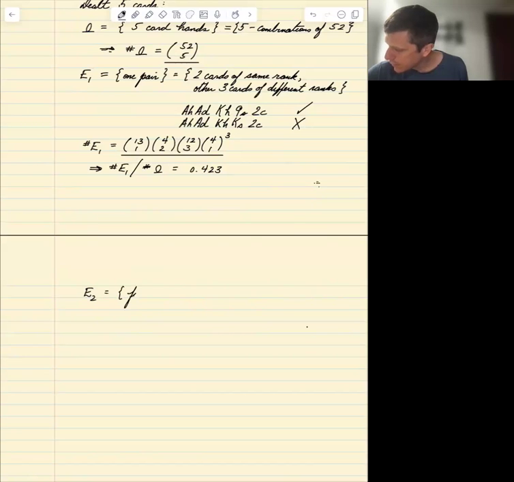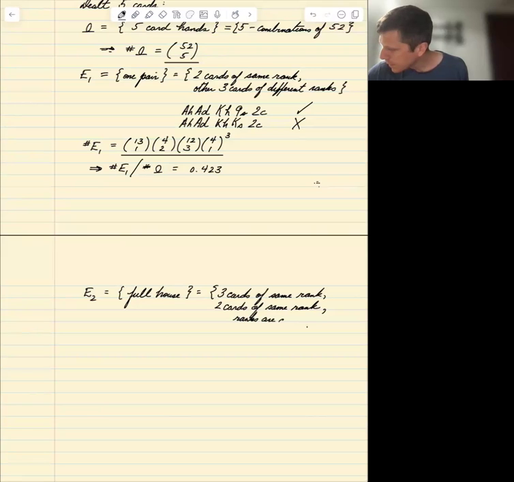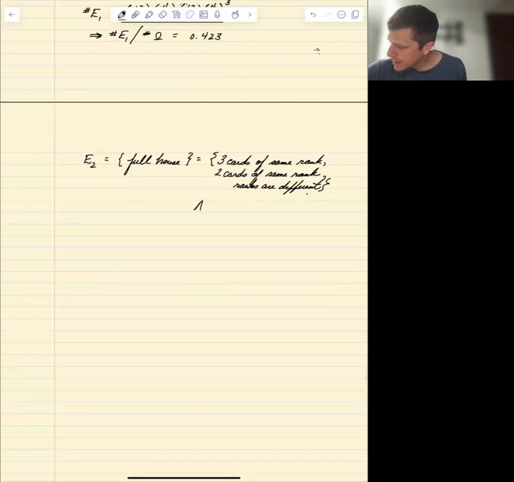A full house is 3 cards of the same rank, and the other 2 cards are of the same rank, but the 2 ranks are different. So, for example, ace of hearts, ace of clubs, ace of diamonds, king of hearts, king of spades is a full house.